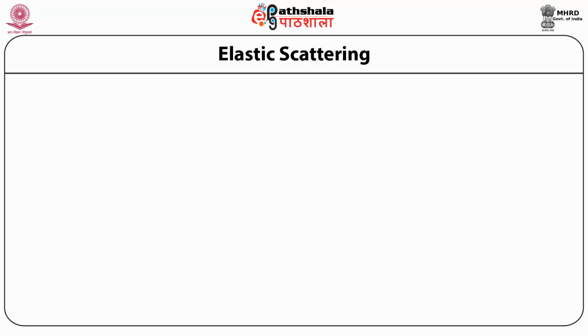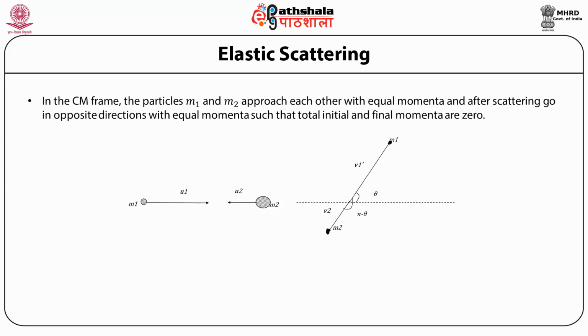In the center of mass frame, the particles m1 and m2 approach each other with equal momenta. And after scattering, they go in opposite directions because the momentum has to be conserved, with equal momenta again, such that the total initial and final momenta are 0. So the picture you have for scattering in the center of mass frame is that two particles are moving towards each other with equal and opposite momenta. Before scattering and after scattering, they separate out in opposite directions, again with equal and opposite momenta.